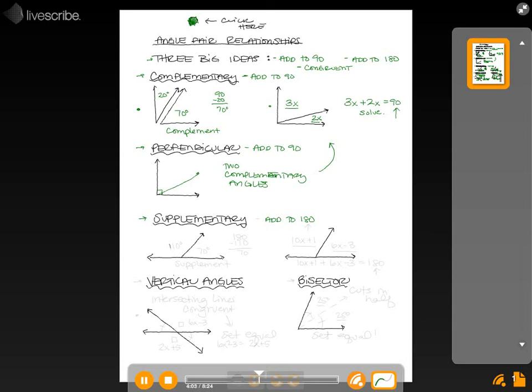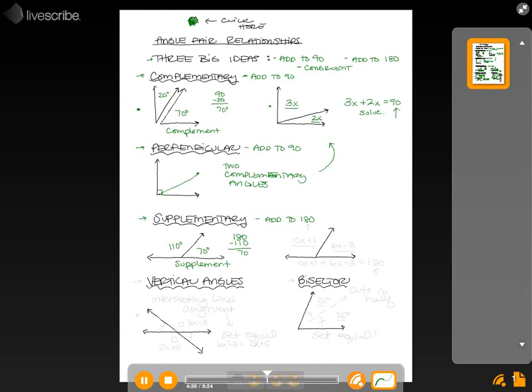So suppose that this angle is 110 degrees. The other angle, we would do 180 minus 110, and we would get 70. So the second angle is 70 degrees. And just like with complementary, the second angle is the supplement, which comes from supplementary, of the first. So supplementary again means add to 180. The angles are supplements of each other.